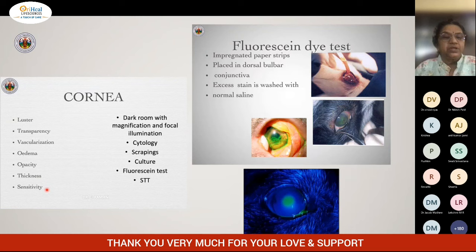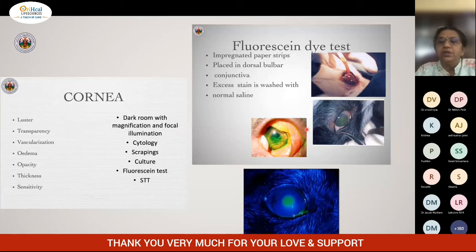Such a cornea you are going to examine with the help of different equipment, ophthalmic instruments, starting from the ophthalmoscope. Before that, focal illumination will help in a dark room. So you have to necessarily make the room darker or dim the light in the examination room, and then do the examination on the cornea. Cytology, scrapings, culture, fluorescent test, and STT, all this helps to assess any pathology on the cornea.